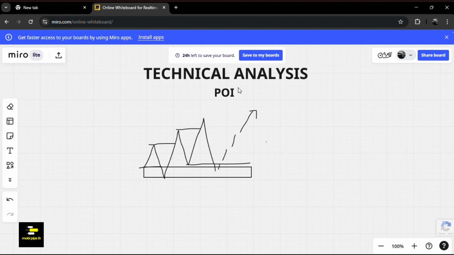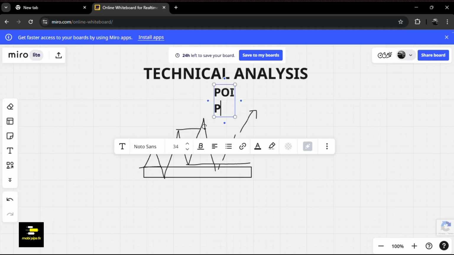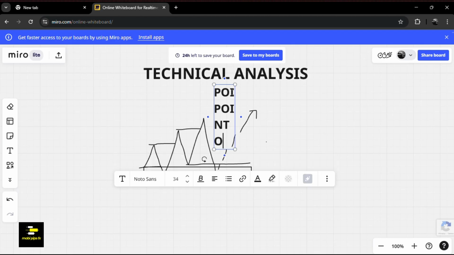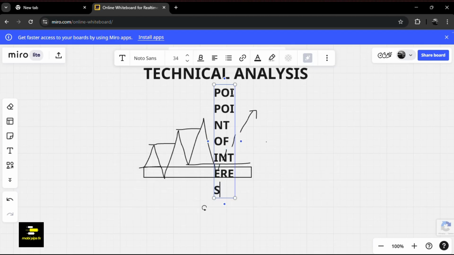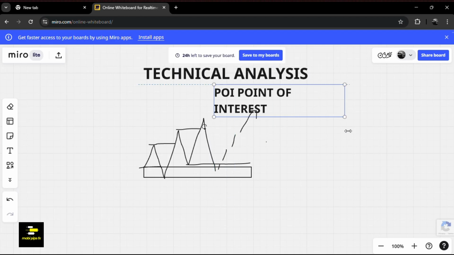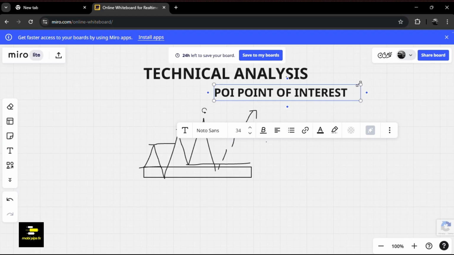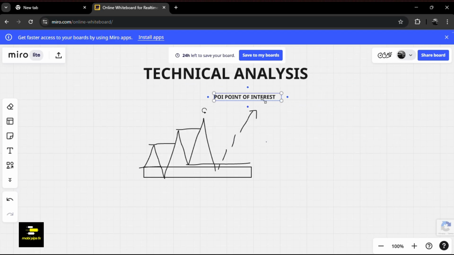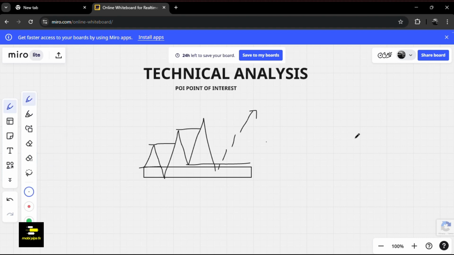So POI, this you get it. So that's our point of interest. If it's a bearish move, you have this.